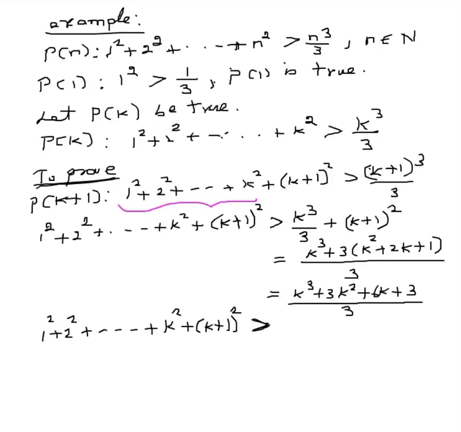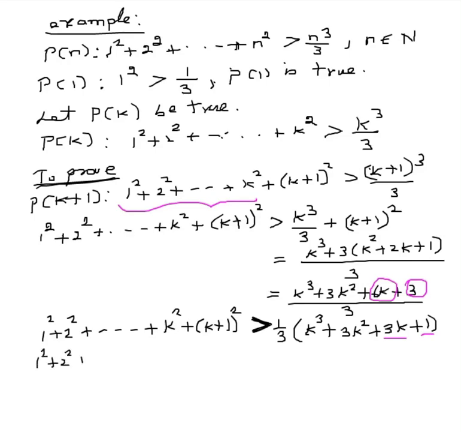So towards the right hand side I have lesser sign. So I can replace the terms by smaller quantities. The inequality doesn't change. So k cube plus 3k square, and I am replacing 6k by 3k and I am replacing 3 by 1. I have replaced this 6k by a smaller quantity 3k and this 3 by a smaller number 1. So the inequality holds good.